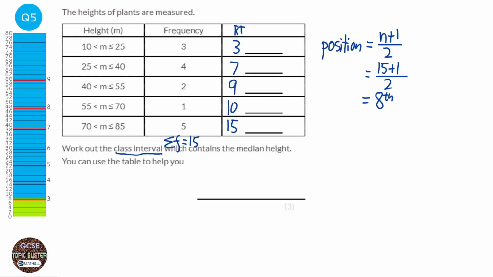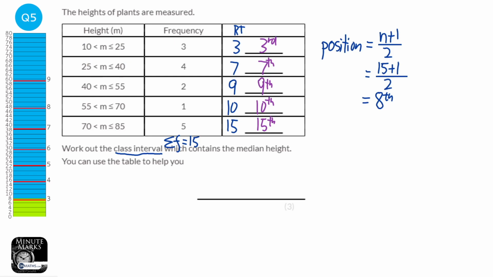And then what I do is just convert those into 3rd, 7th, 9th, 10th, and 15th. So what those numbers are is the last time that a number is in that group. So we've got 3 numbers that are in the group 10 to 25, and the 3rd one is the last number in that group. The 4th one, therefore, will be in the 25 to 40 group.